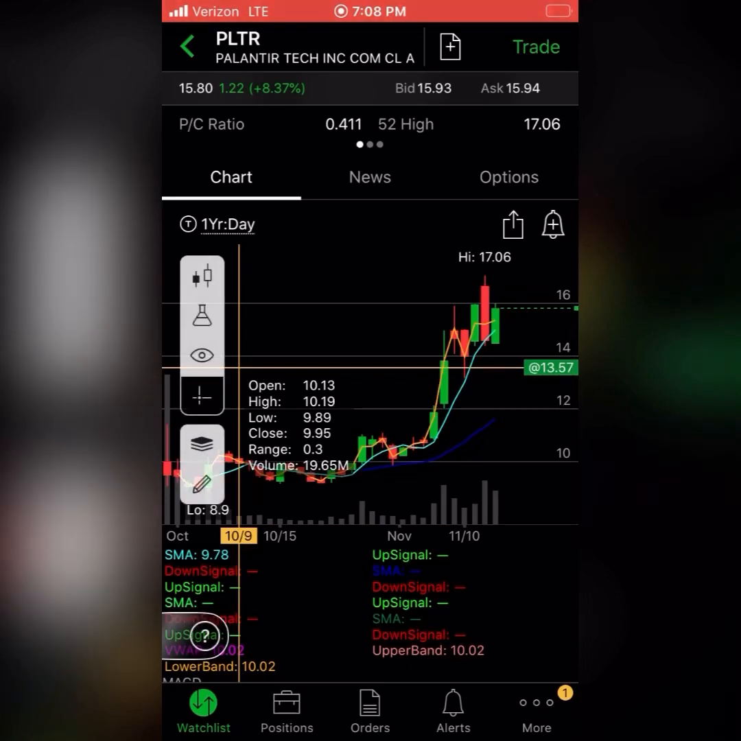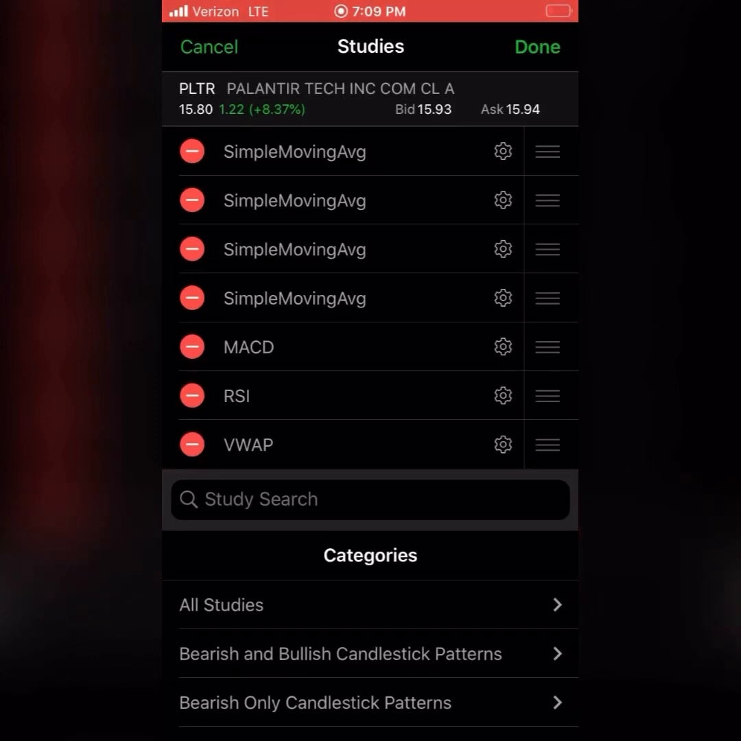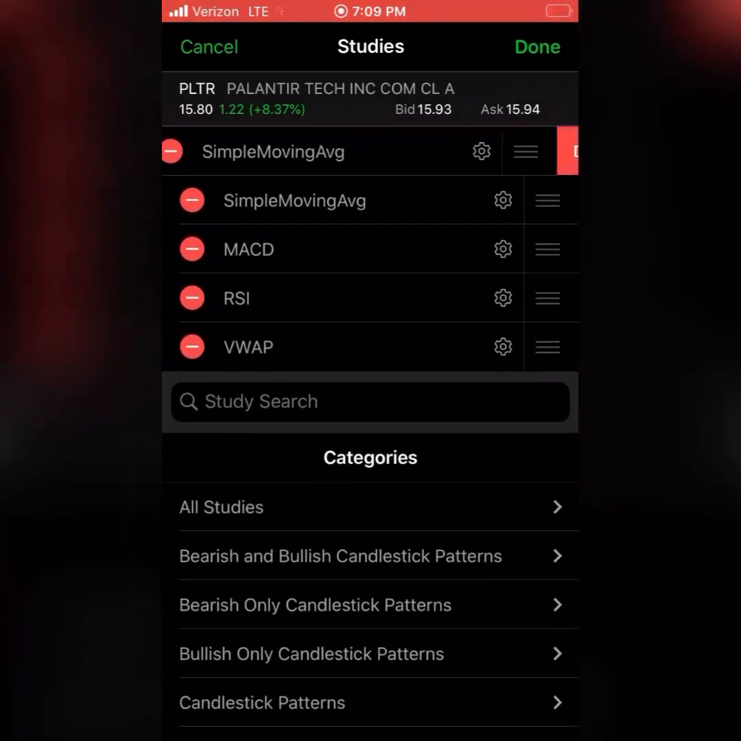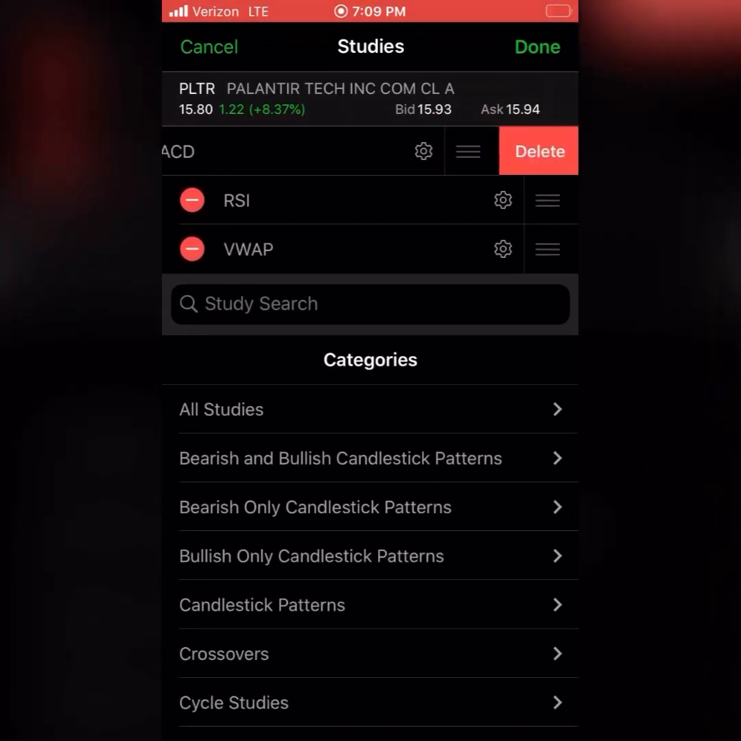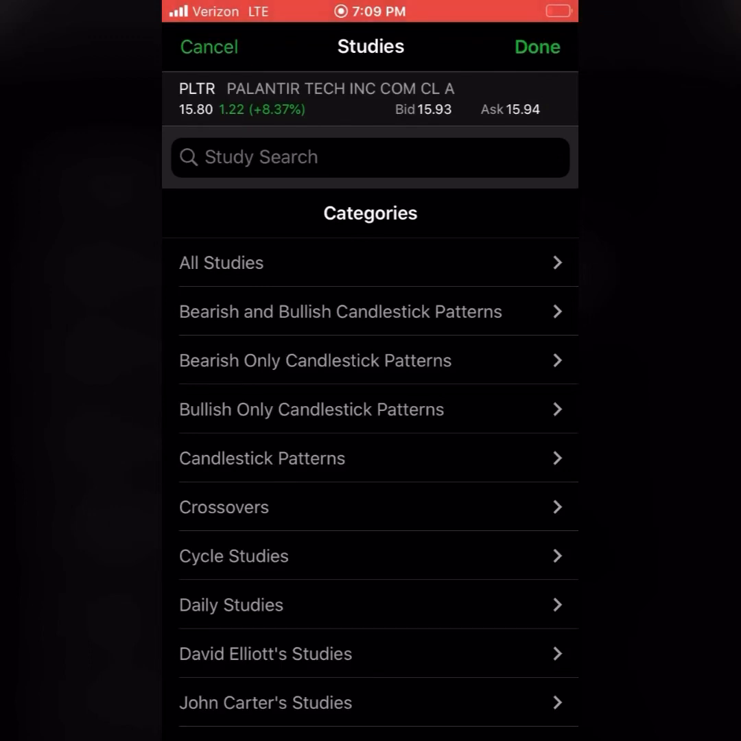Alright, so let's go into the technical setup here. You see I got simple moving averages, MACD, RSI, VWAP, TTM wave. I don't even like that one. So I'm going to focus on these guys, but we're going to take all of them off. I know I'm going a little fast right now. We're going to get to that in just a moment here. This is going to be a lot of information, so I'm trying to fit this into a short video span whilst still being beneficial. You get all the information down.